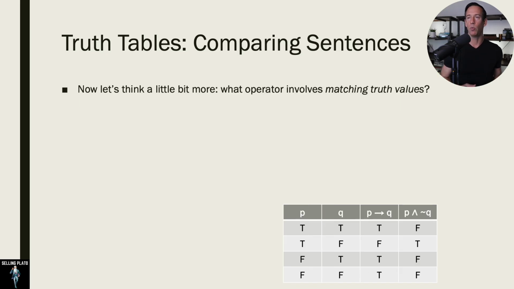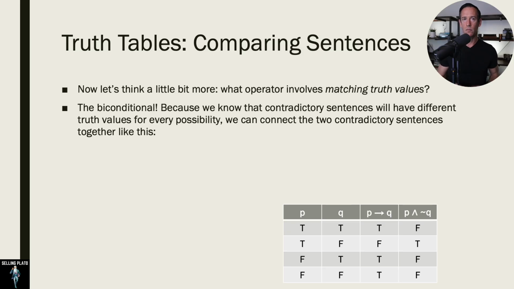Let's take a look at a couple more. So let's think a little bit more about what we can extrapolate from the information that we've received so far. Here's a question: what operator involves matching truth values? We looked at 5 different operators. What operator involves matching truth values? You should know this by now. It's the biconditional, remember. That involves matching truth values. When the truth values match, the biconditional sentence is true.